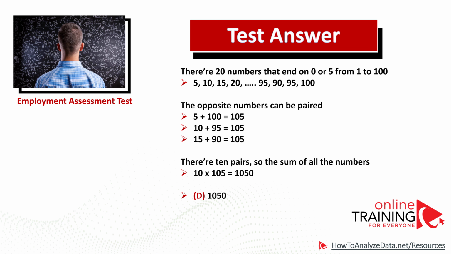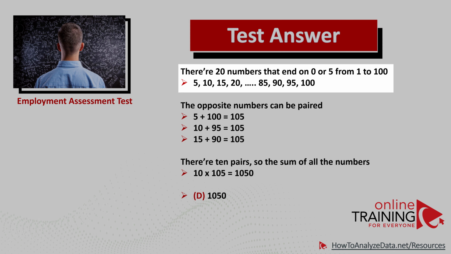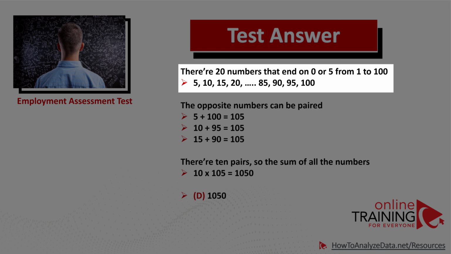Let's look at how this problem can be solved without the calculator. If you write down all the numbers that end on 0 or 5 from 1 to 100, you will realize that there are 20 numbers. Let's look at the sequence: 5, 10, 15, 20, and if you continue, you can just add 5 to get to the next number. But we are mostly interested in the last 4 numbers, which would be 85, 90, 95, and 100.